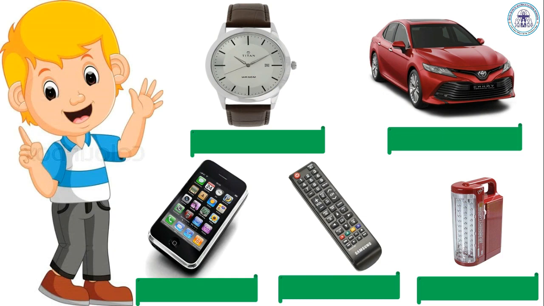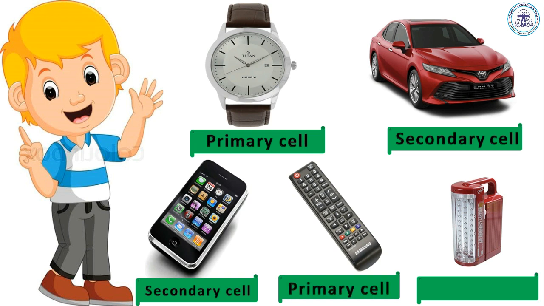Children, in this picture, identify those objects which use primary cell and secondary cell. First, watches. It uses primary cell. Car. It uses secondary cell. Mobile phone. It uses secondary cell. TV remote. It uses primary cell. Emergency lamps. It uses secondary cell. Good.